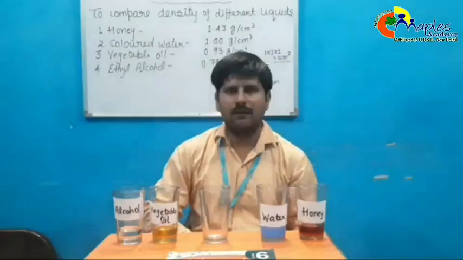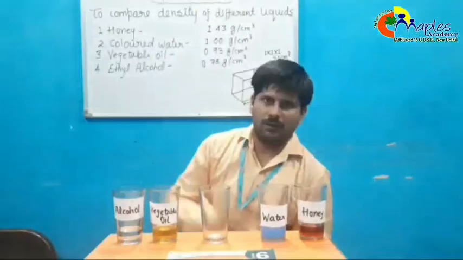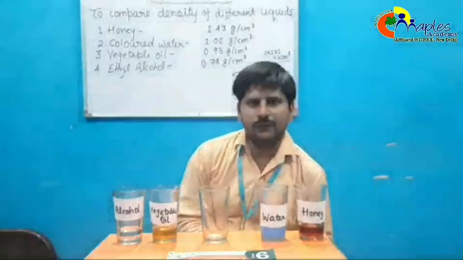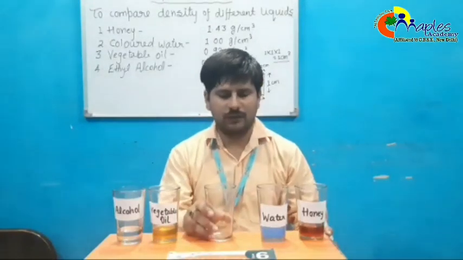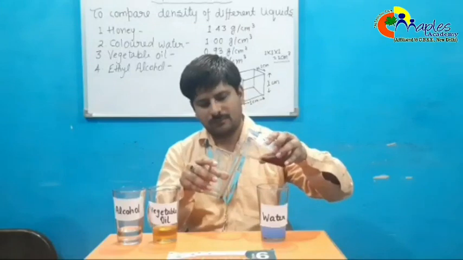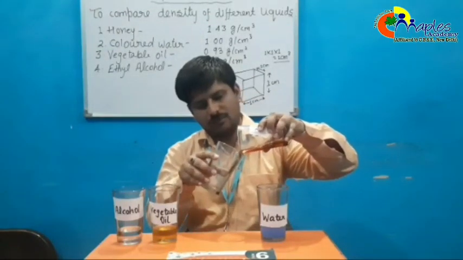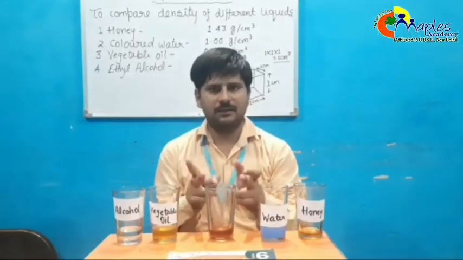Students, you have seen the densities of all these 4 liquids on the board below. The maximum density is of honey, that is 1.43 gram per centimeter cube. So first of all, we will take honey in this glass. Let me pour it. It will take some time. I have put honey in this, and it has made the first layer.